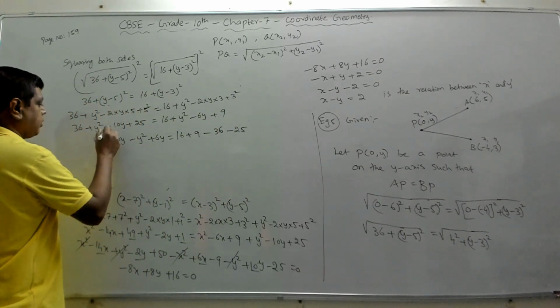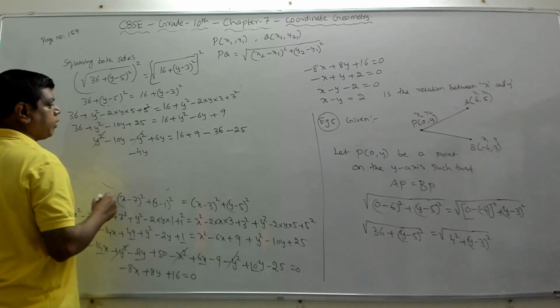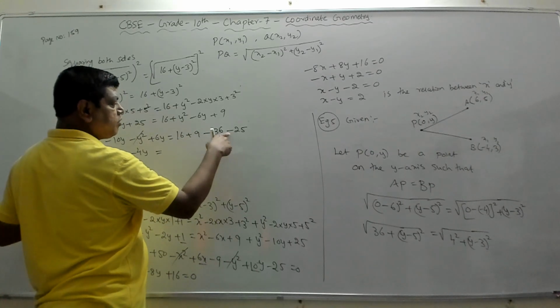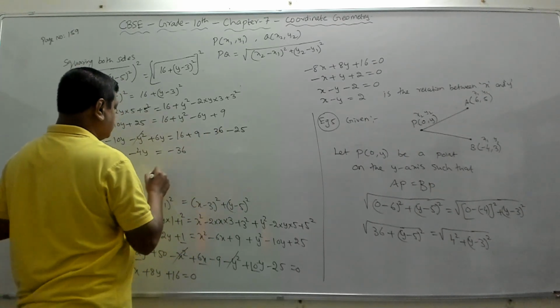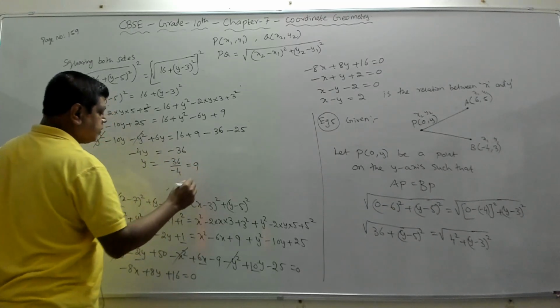So y square minus y square, cancelled. This is 4y minus 4y. That is equal to, now 16 plus 9 is 25, 25 minus 25 is 0. So you get minus 36. So you get y is equal to minus 36 by minus 4, which is 9.